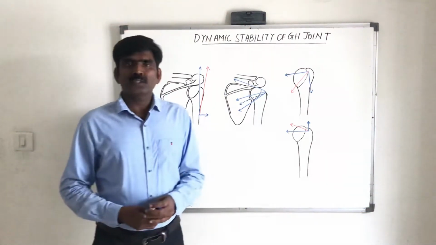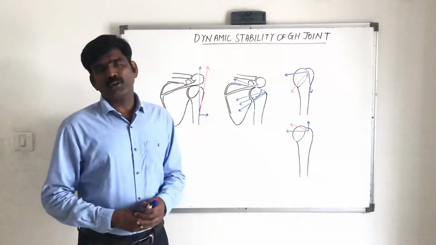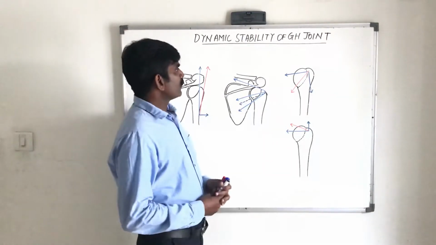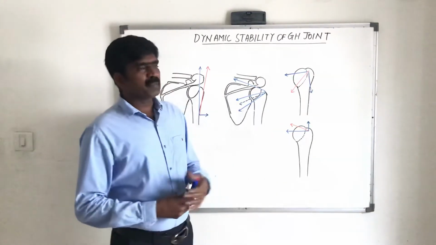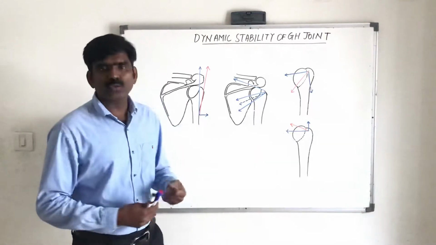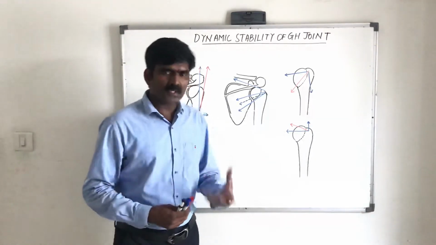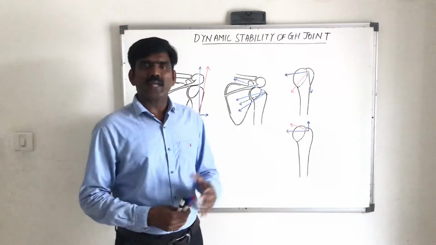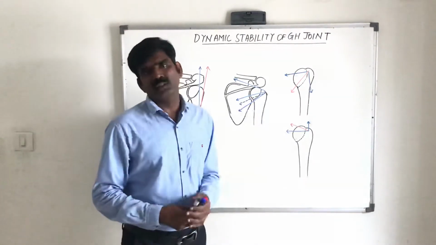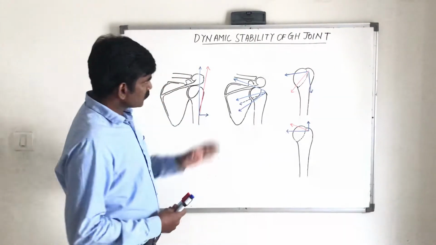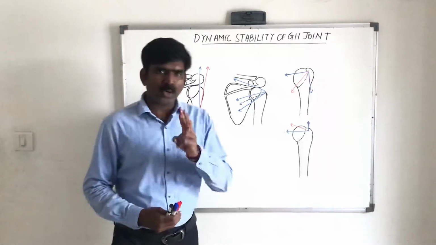So today we are going to discuss dynamic stability of the glenohumeral joint. Here we will be discussing how the glenohumeral joint is stabilized when we are performing any activities or movement in the shoulder joint. This topic we will be discussing under two headings.